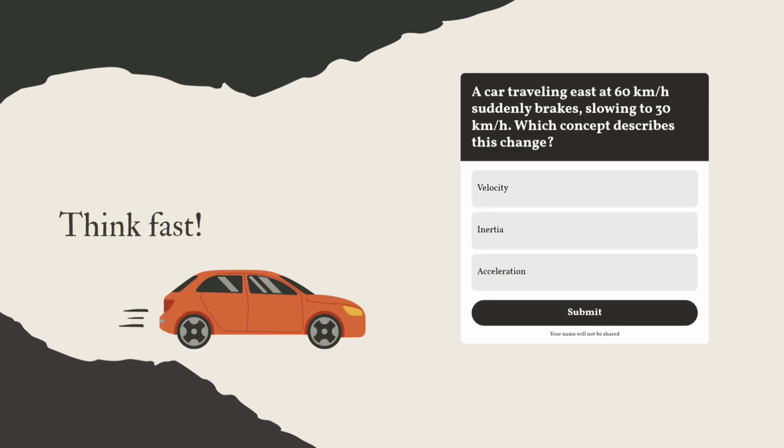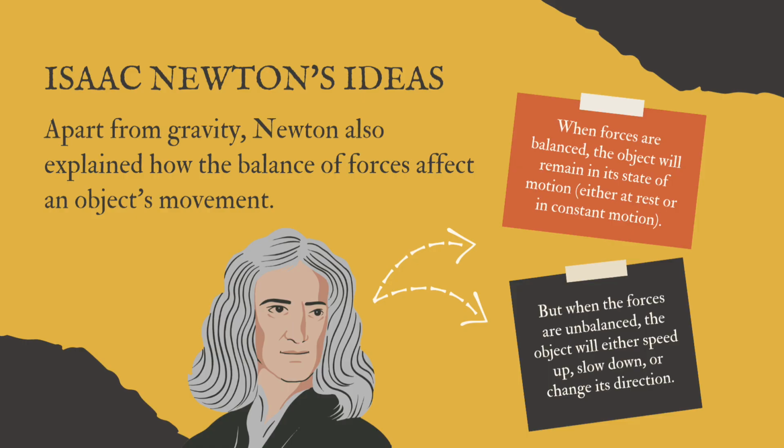Now, think fast. A car traveling east at 60 kilometers per hour suddenly brakes, slowing to 30 kilometers per hour. Which concept describes this change? Velocity, inertia, acceleration. Submit your answer in the comments.